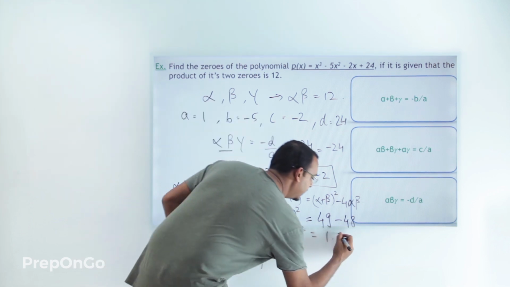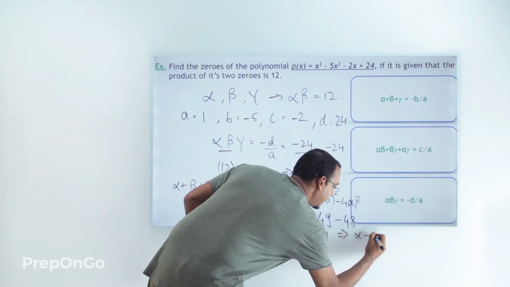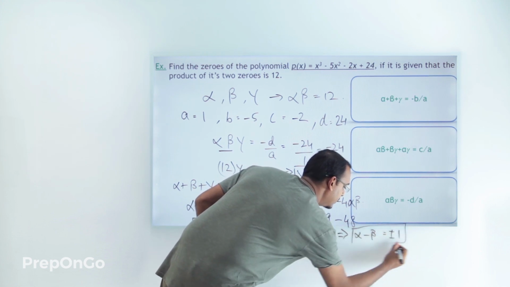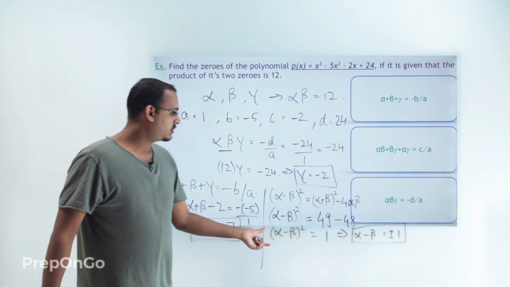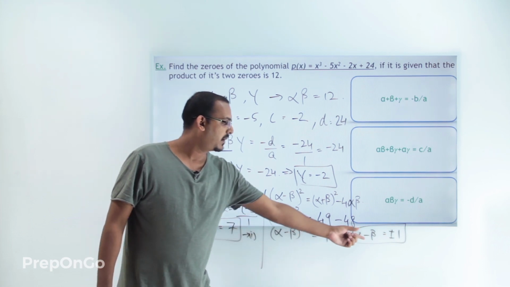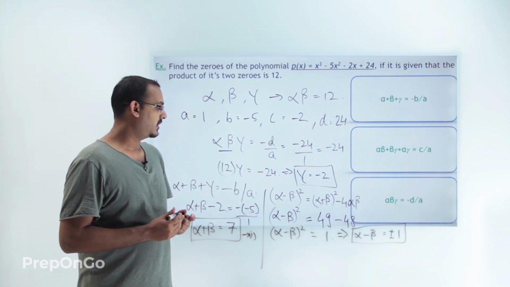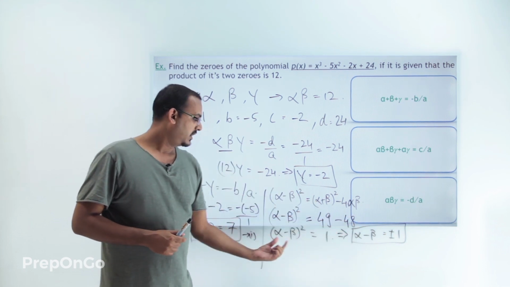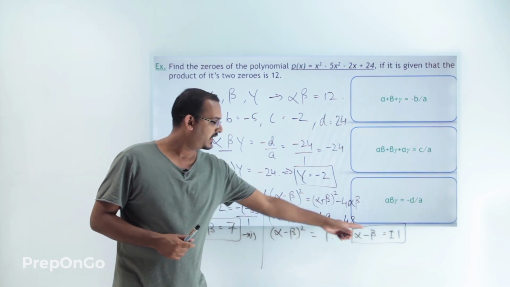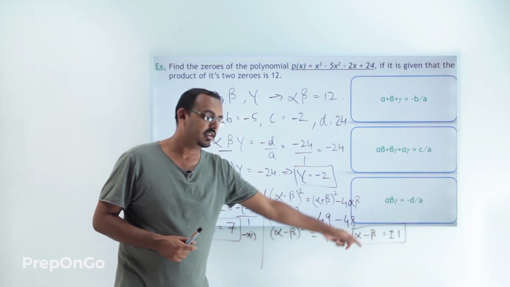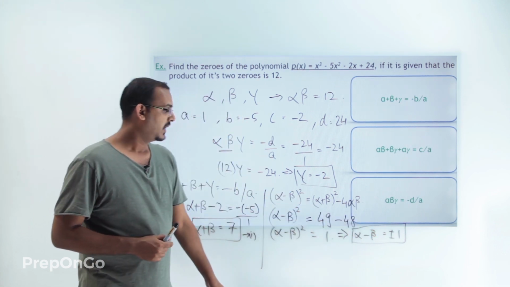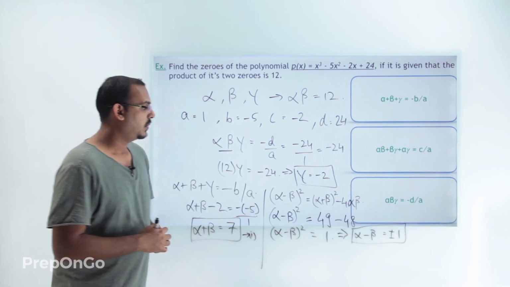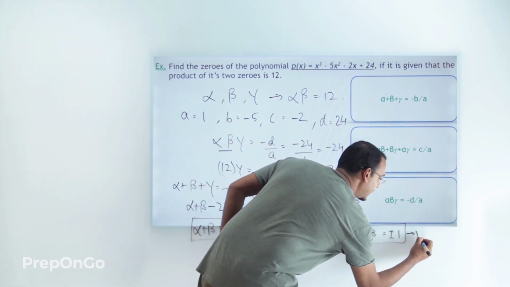Or I can also say that alpha minus beta is equals to plus minus 1. If we take the square root on both the sides, we get alpha minus beta is equals to plus minus 1. Why do we get plus minus 1? Because if we square plus 1, we again get 1, and if we square minus 1, we again get the value 1. So alpha minus beta is equals to plus minus 1. Now this is the second equation that we have.